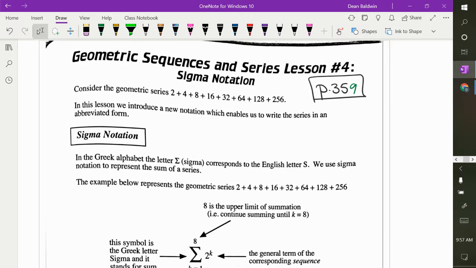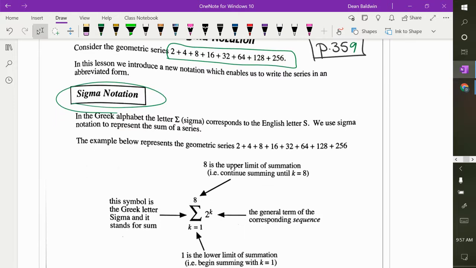Okay, so when you write things out with the addition signs in the middle, it's called a series. We're summing this series. We're going to learn how to write it in a shorthand using what's called sigma notation, which is the Greek letter sigma. They use sigma because S is for sum. You'll see it again in calculus, okay?